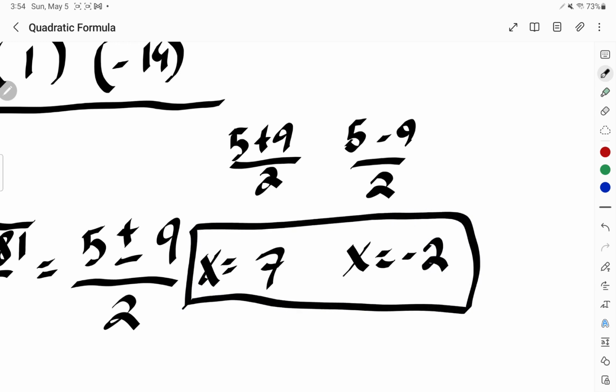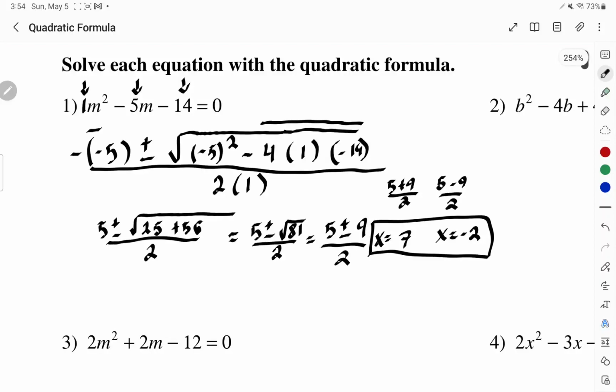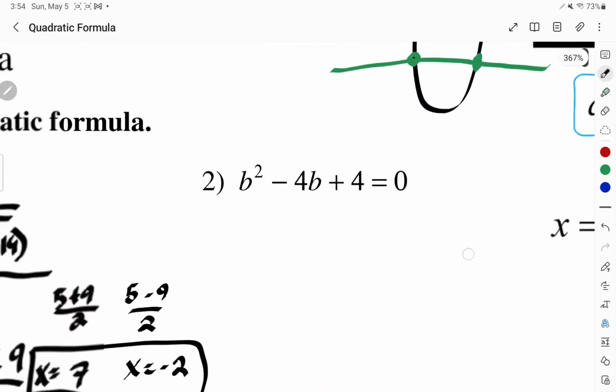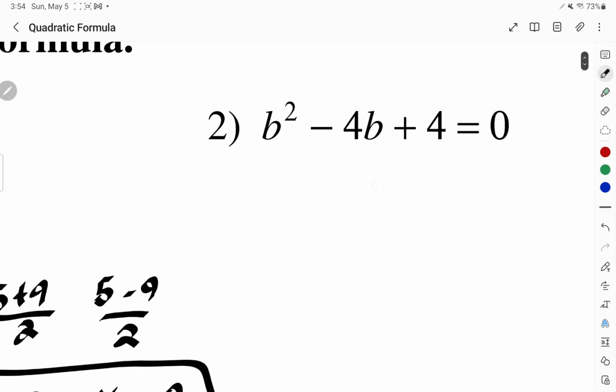All right, pretty easy, okay? That is it. The quadratic formula is necessarily not too difficult. You literally just have to plug everything in and simplify as you go through. Let's go ahead and do number 2 now. We have it over here. Same thing, we're going to start with the parentheses on the outside. So negative parentheses, and we have a negative 4 in this case.